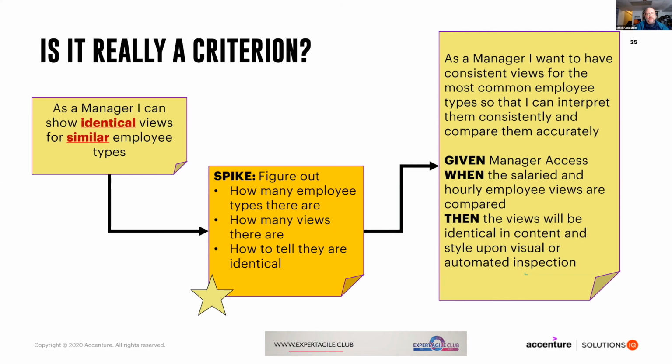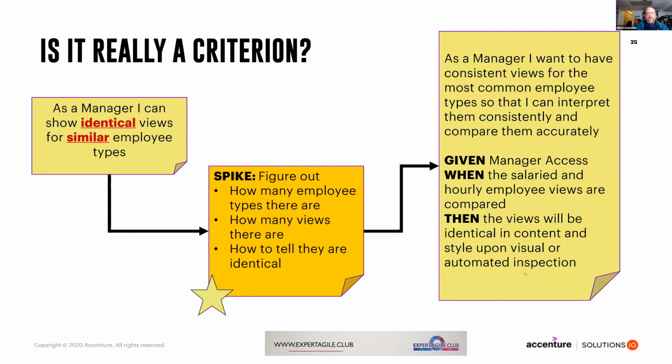How many employees are there? How many different ways can we view them? And how do we know they're identical? If we can answer those 3 questions, then we can build a real story. And this is an example of a story with a criterion. As a manager, I want to have consistent views for the most common employee types so that I can interpret them consistently and compare them accurately.